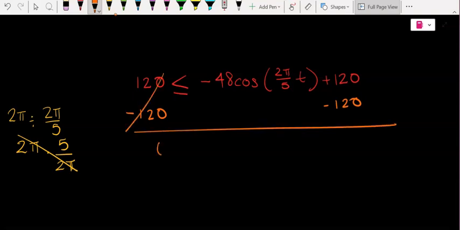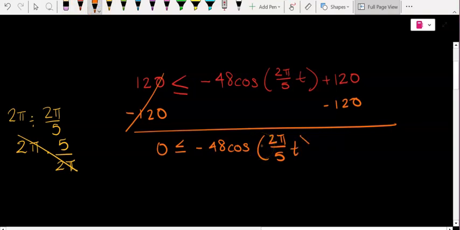And that's going to get me that 0 is less than or equal to negative 48 cosine 2 pi over 5. Oof, what in the world? I don't know why my 2 just turned into a 0. All right. And then now that 120 is going to cancel out. So this is what I've got now.